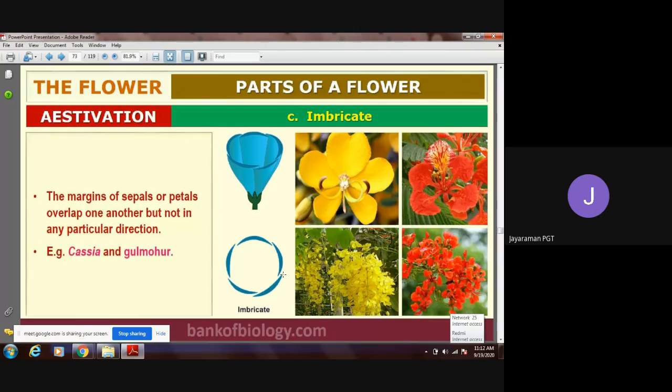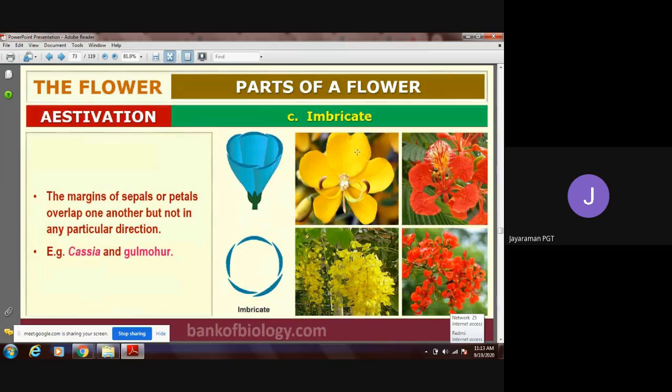Next is implicate. In implicate, the margins of the petals overlap, but not in a particular direction. They overlap like twisted, but not in a proper plane. You can see one petal is completely inside, with both ends inside. This petal is completely out. So this way it is known as implicate distribution.